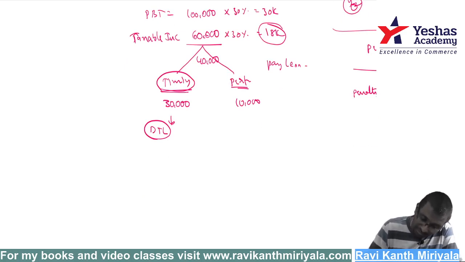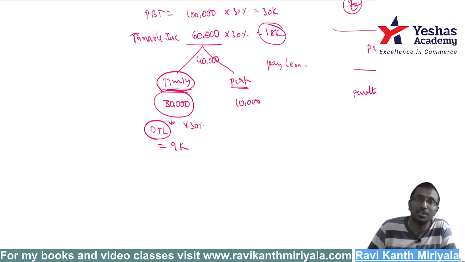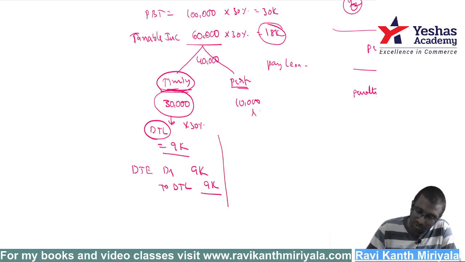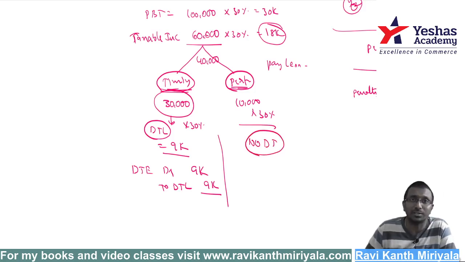On what number? On the timing difference only you are supposed to calculate. So at 30%, how much is it coming? 9,000 is coming. Fine. So what is that entry? Deferred tax expenditure account debit to deferred tax liability, 9,000. You are supposed to record like that. Okay, sir, what about the 10,000 at 30%? It is a permanent difference, I told you. It is like agriculture income or something like that. Whatever it is, ignore it. No deferred taxation; we are not going to create deferred taxation.